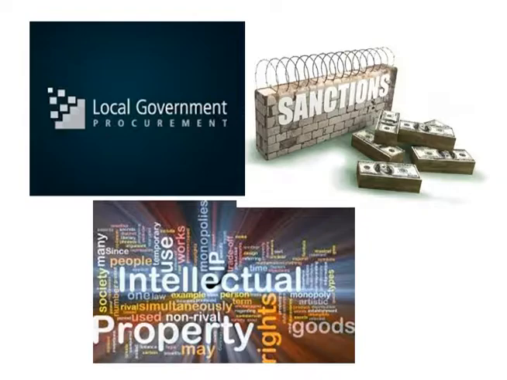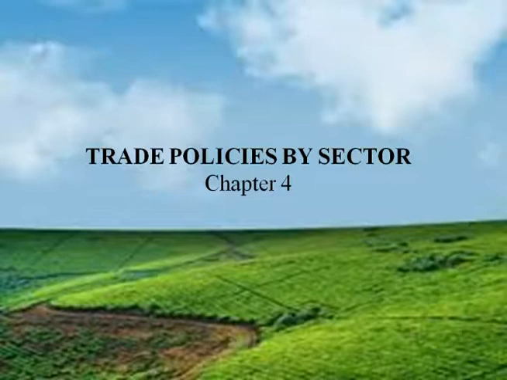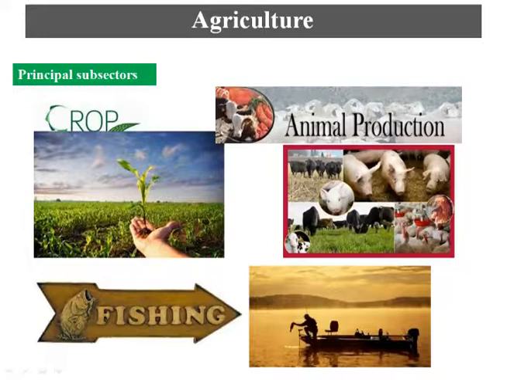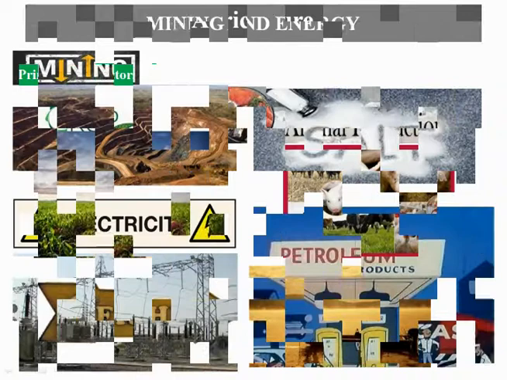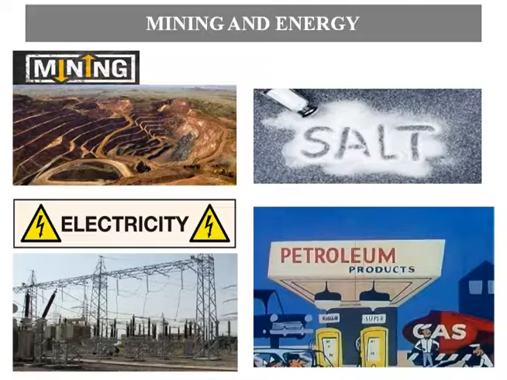The last part of the presentation discusses the trade policies by sector. First sector is agriculture. It has principal subsectors: crop and animal production, and fishing. Second is the mining and energy sector. Salt is still the major mining resource being exploited in Djibouti. And electricity and petroleum products are under the energy sector.